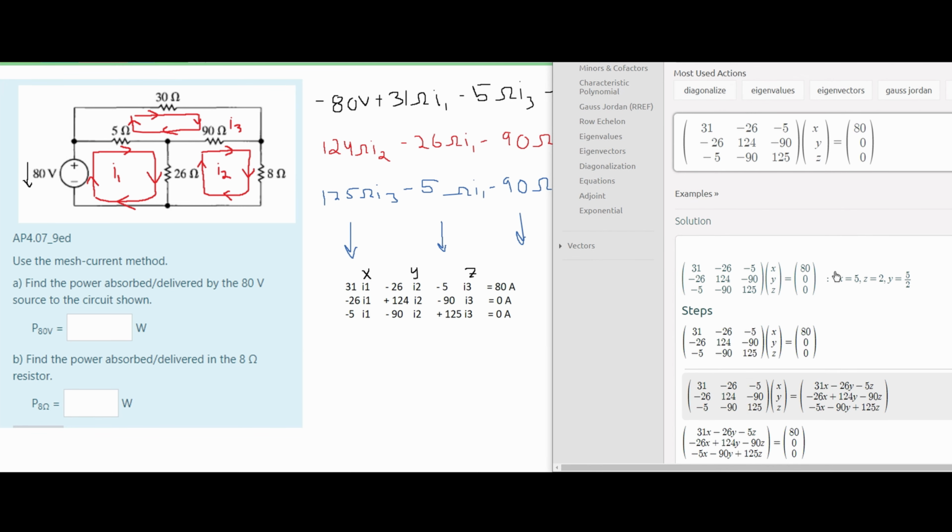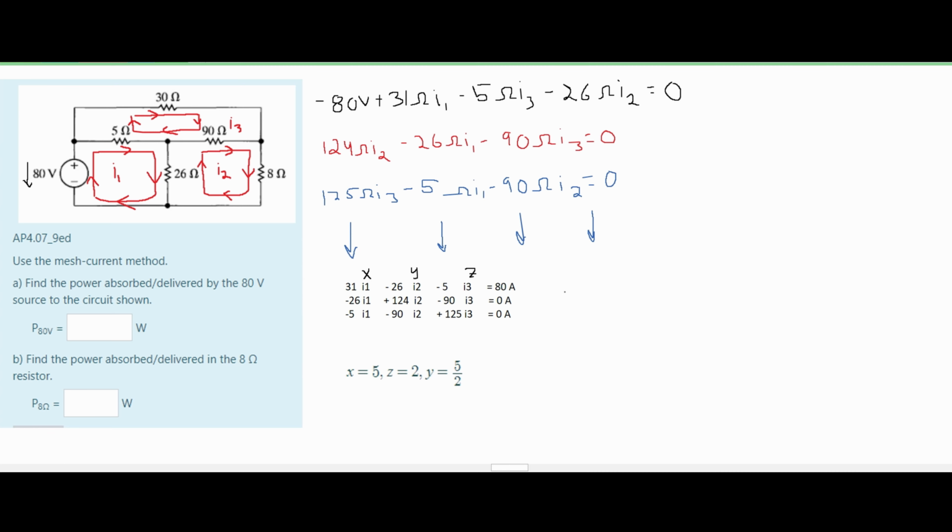So we know our x is 5, z is 2, and our y is 5 over 2. We can change these back into our I's. So our x is I1, or I1 is equal to 5. Our I2 is our y, so our I2 is equal to 5 over 2. And lastly, our I3 is z, and that is just 2.